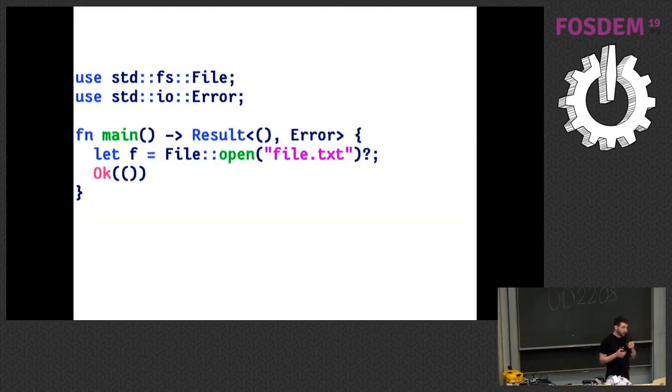You have already seen the compiled output of this example, but I want to go through this step by step and tell you what's going on. So this is a very simple example for opening a file. Okay. We say let f equals File::open file.txt, question mark, and we have an Ok value. First off, why do we need an Ok return value? Because this function will return a result. You can return results in main now. And there's two cases. Either this operation will succeed, in which case we return this unit type, or it will fail and we return an IO error.